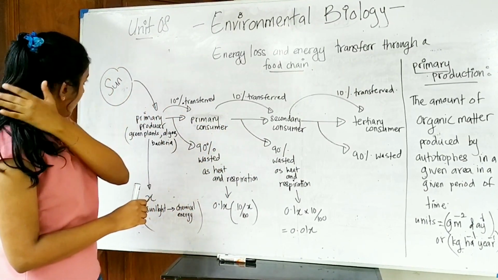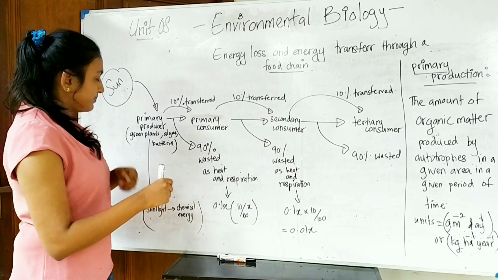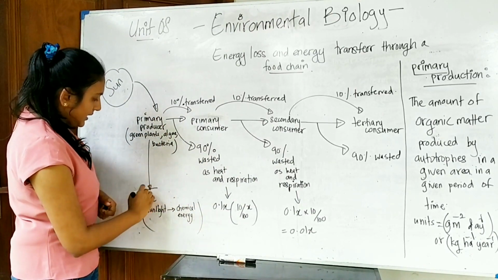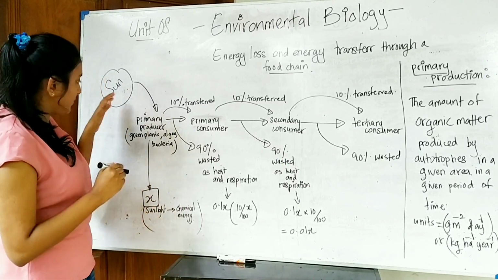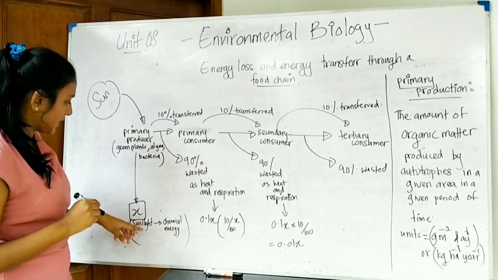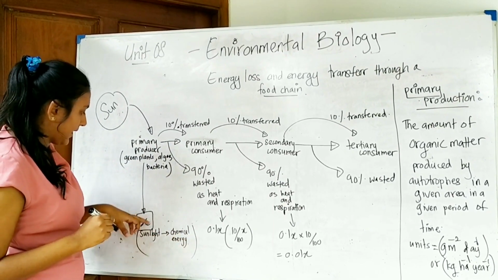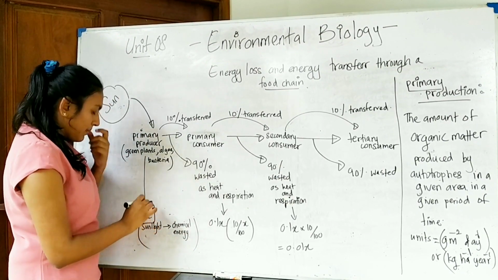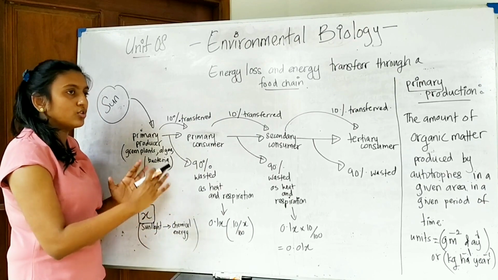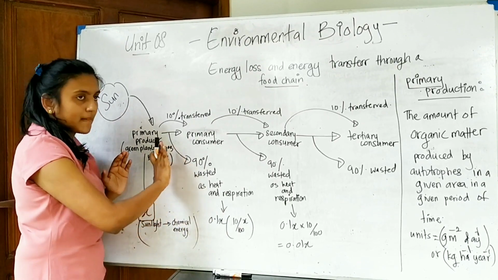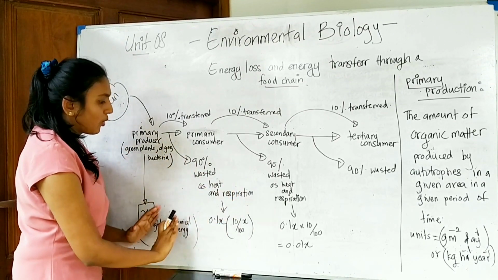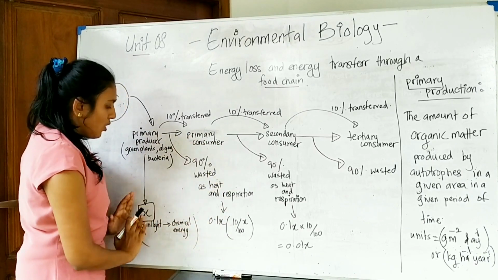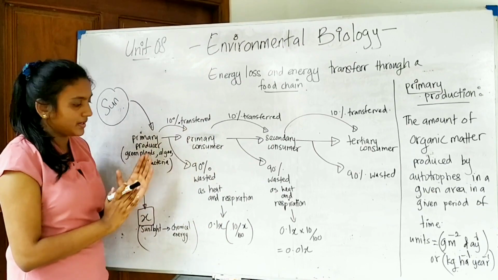So basically, if the amount of energy that was fixed from sunlight and converted into chemical energy by the plant, the primary producer, is X, then an amount of 0.9x will be removed or wasted away, and only the remaining 0.1x will move into the primary consumer once the plant is eaten by the primary consumer.